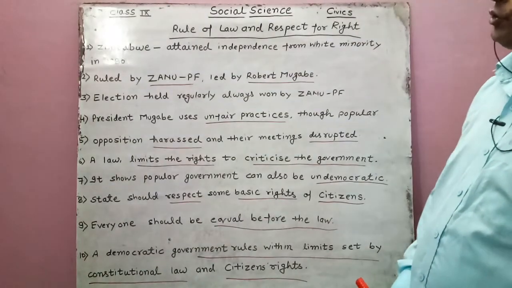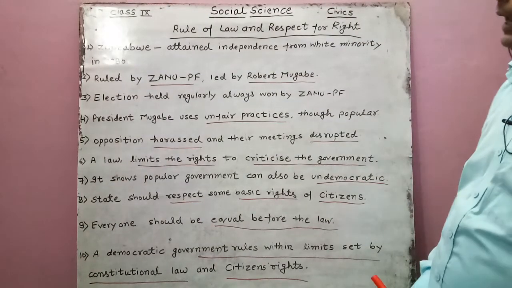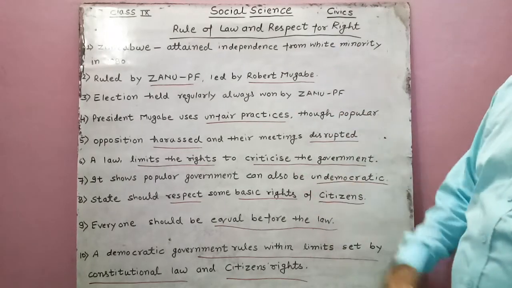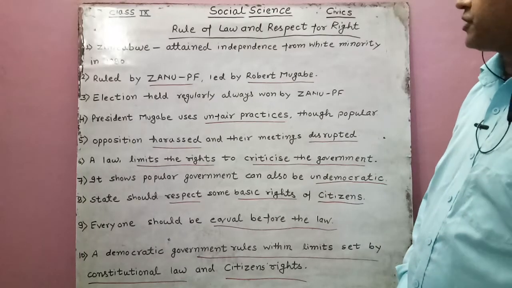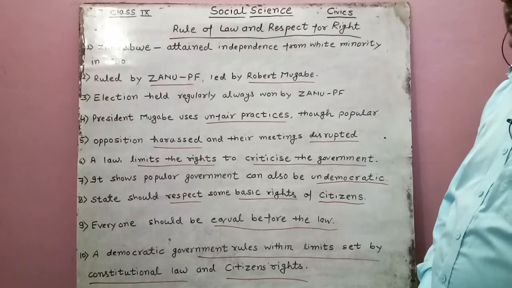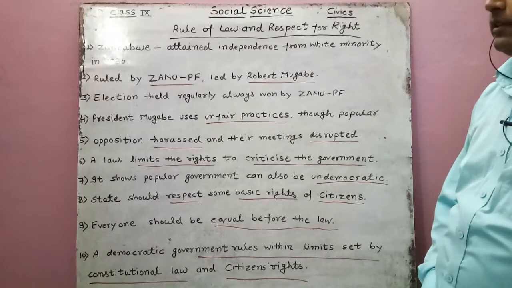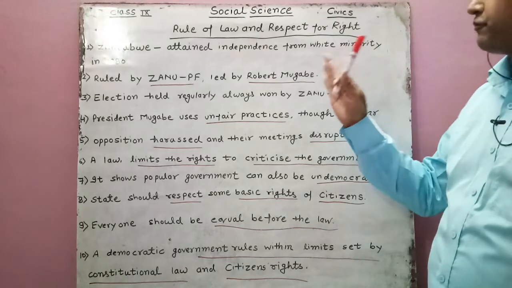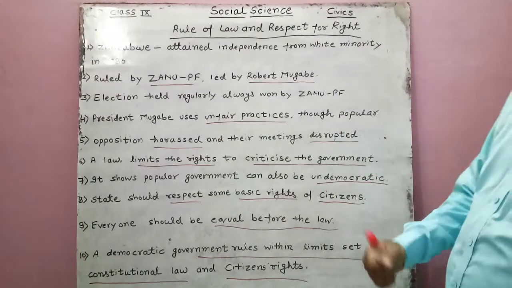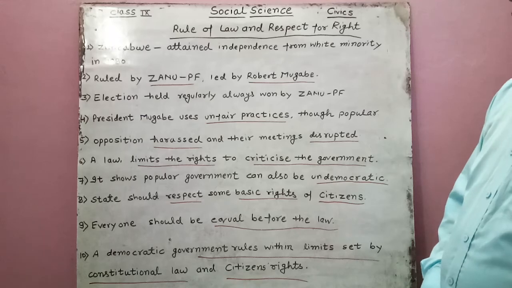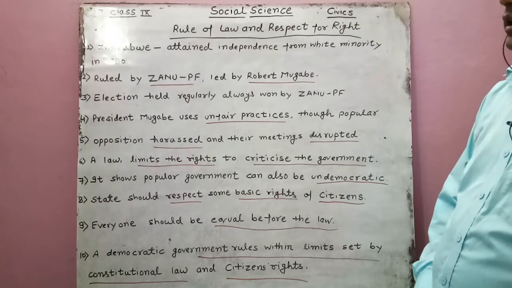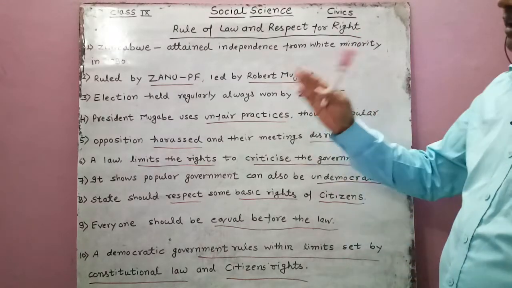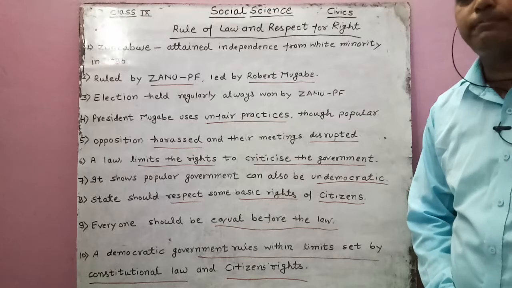Now today I am going to teach you another topic in civics: rule of law and respect for rights. It means a constitution expects every citizen to follow the rules and respect rights. Similarly, the government must respect people's rights. Now let's start the topic through the example of Zimbabwe.